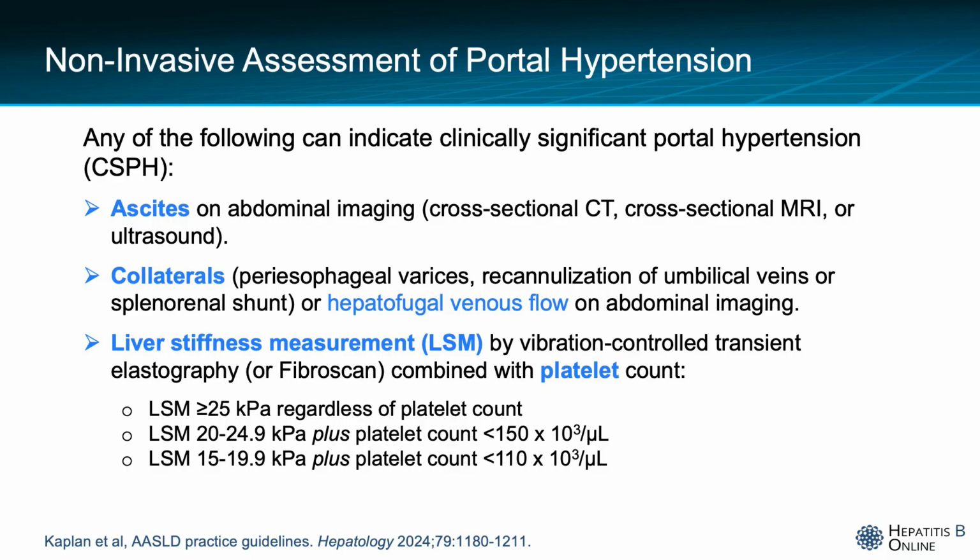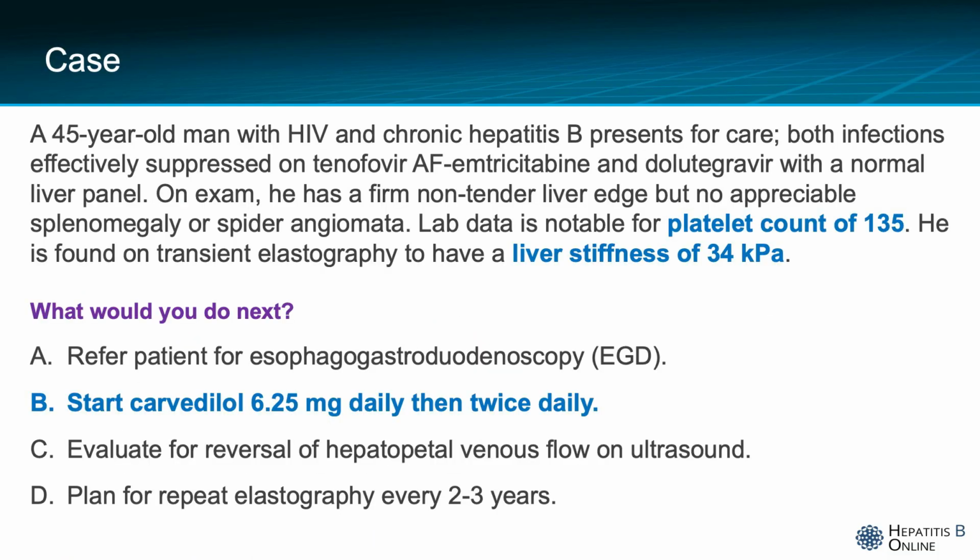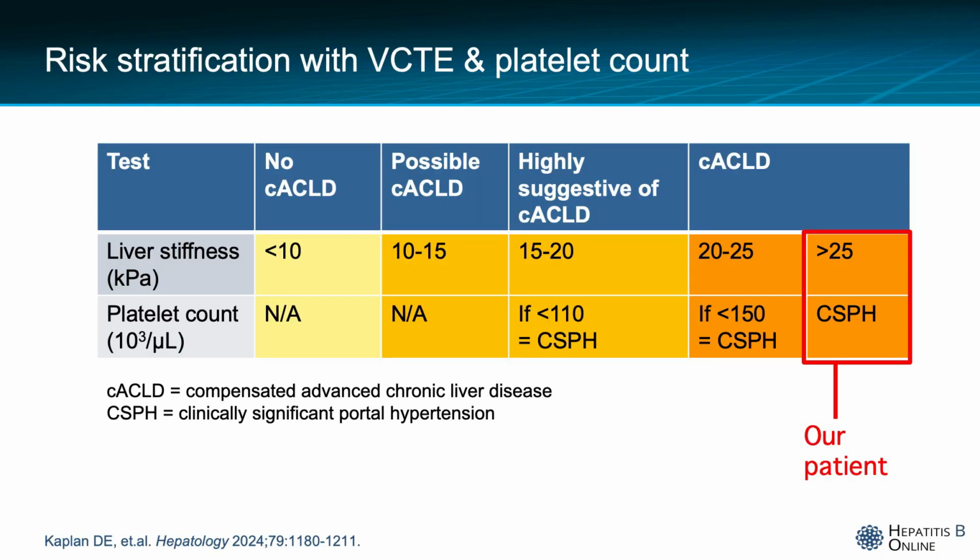And of course, anyone with a clinical decompensation event, such as variceal hemorrhage, should be considered to have CSPH. So let's return to our case. This patient has an elevated liver stiffness measurement of 34 kilopascals and a reduced platelet count of 135. The correct answer here would be to start carvedilol 6.25 milligrams daily, then twice daily. Based on these data elements, we can confidently say that he has CSPH and needs to start non-selective beta blockade.